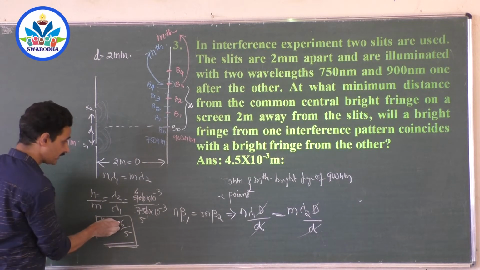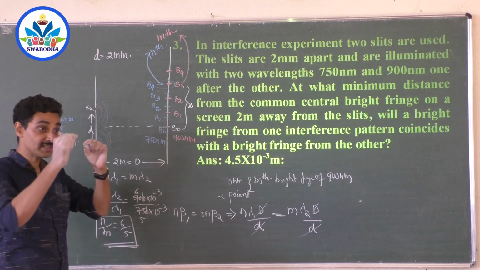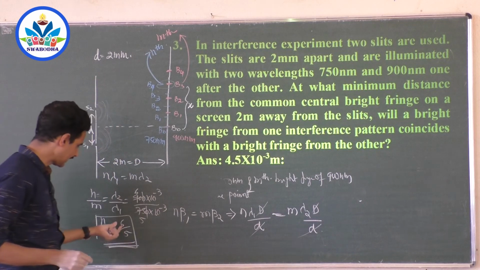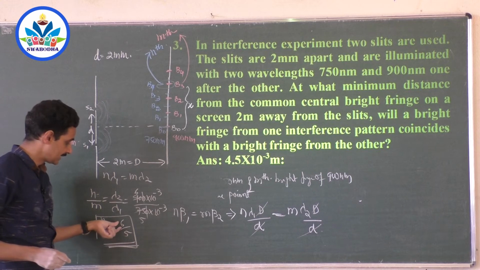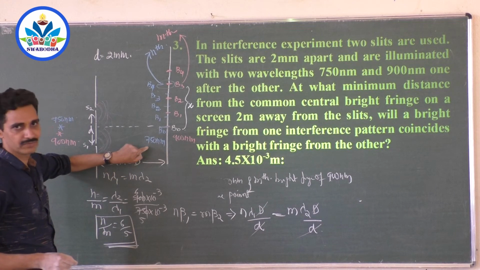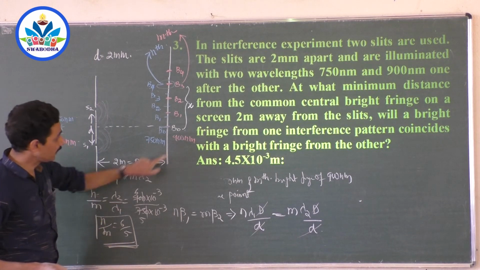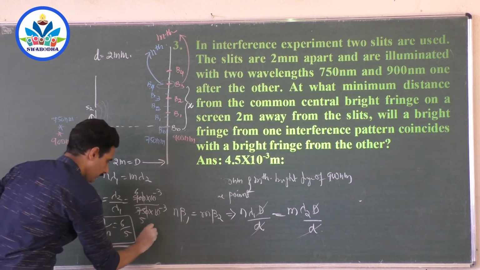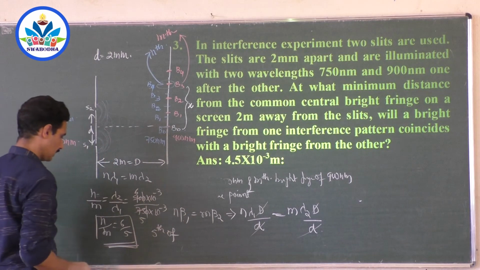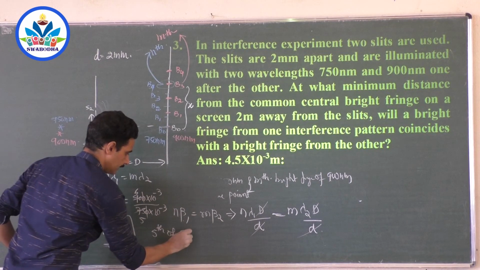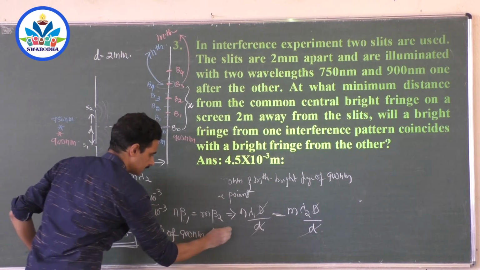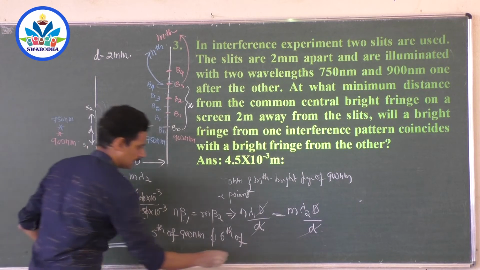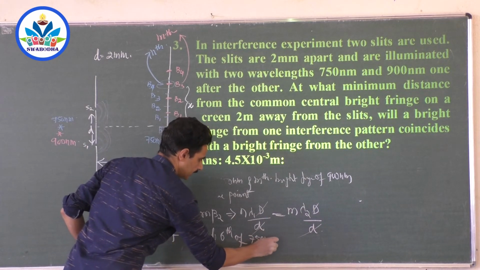See, sixth fringe of which one? Six fringes are needed to cover that distance, which means the fringe width should be lesser. Only the fifth is enough, since the fifth fringe of 900 nanometer has larger steps. The sixth fringe of 750 nanometer and the fifth fringe of 900 nanometer are formed at the same point.